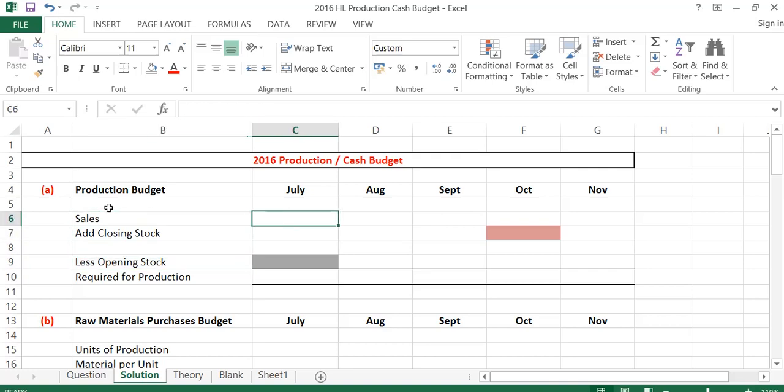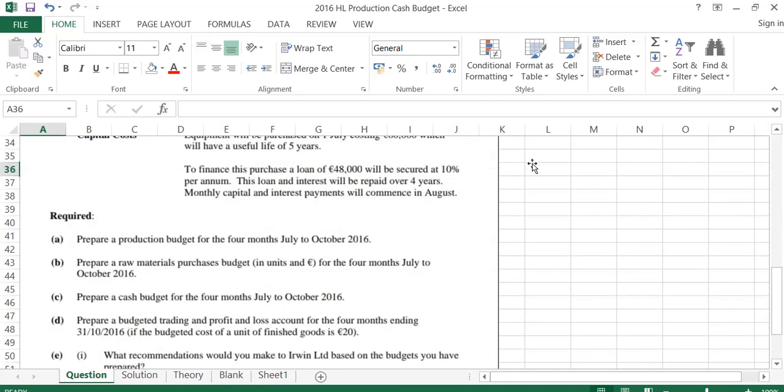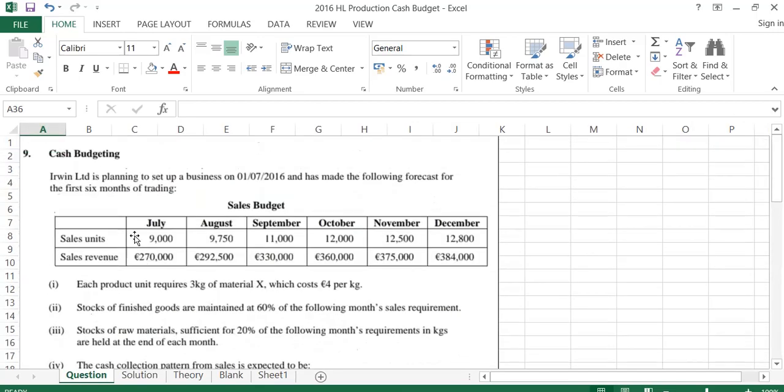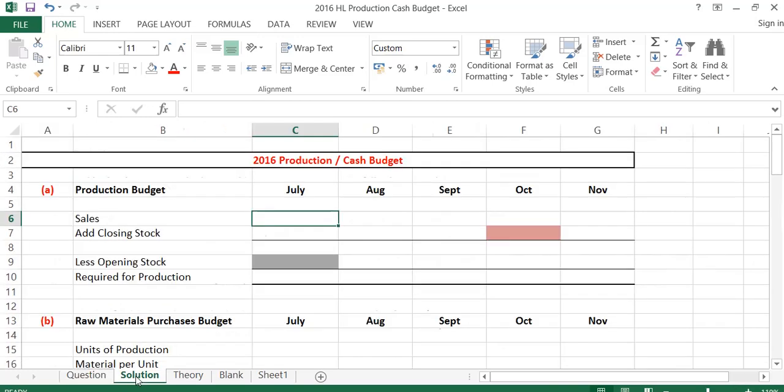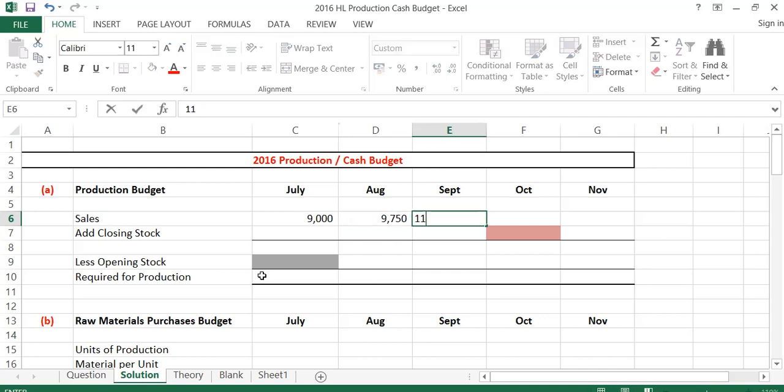So the first thing we're going to do is to start off with just the sales units from the question. And they are coming directly from here, these sales units. So to fill those in, for July it's going to be 9,000, August 9,750, September is 11,000, October is 12,000, and November is 12,500.